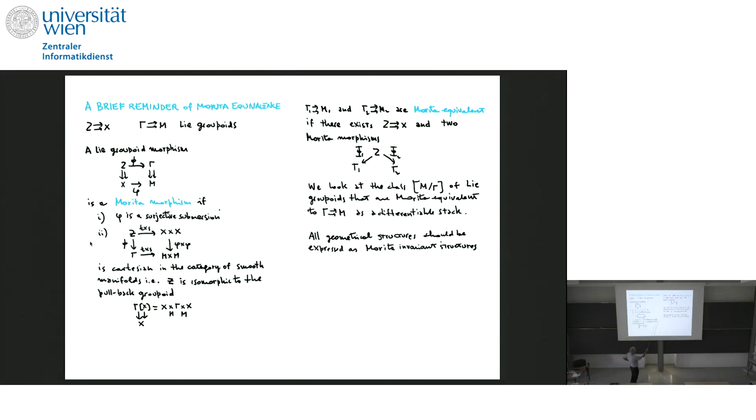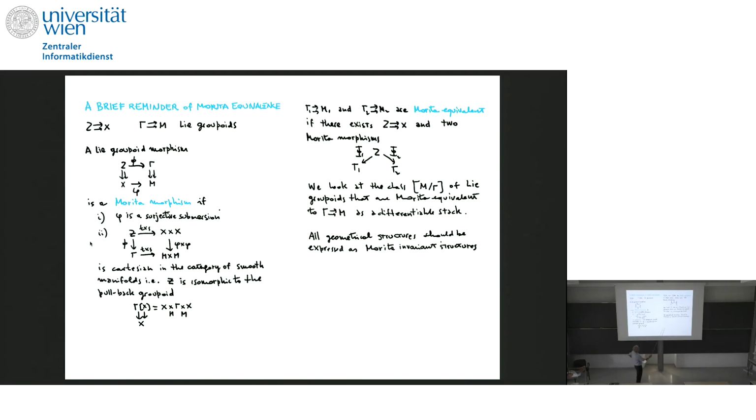Then you can define Morita equivalence between two groupoids, gamma 1 and gamma 2, over in principle two different spaces of units, M1 and M2. And you say that they are Morita equivalent if there exists a third Lie groupoid Z with two Morita morphisms, one toward gamma 1 and one toward gamma 2. Well, that's all. Okay? You can prove that this is an equivalence relation. You can prove a lot of properties. So for us, a differentiable stack is just the equivalence class of the groupoid under this equivalence relation.